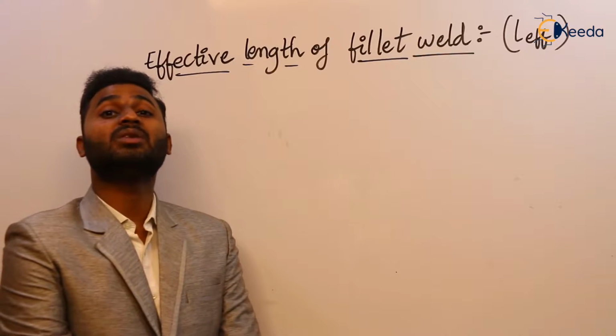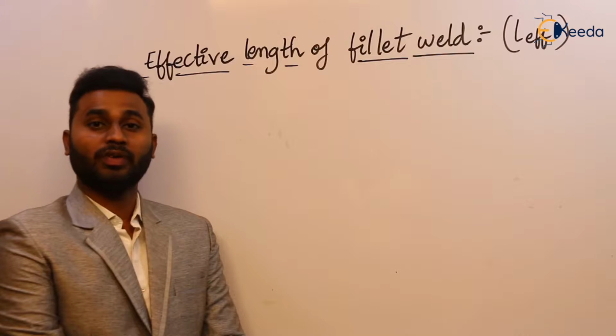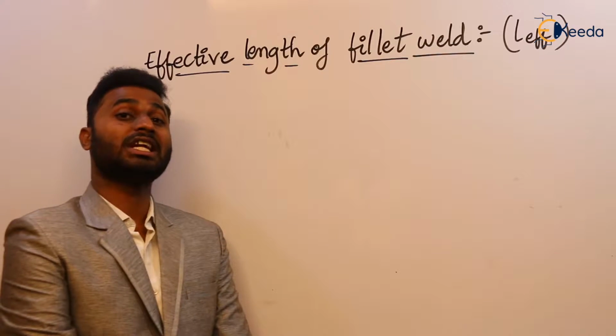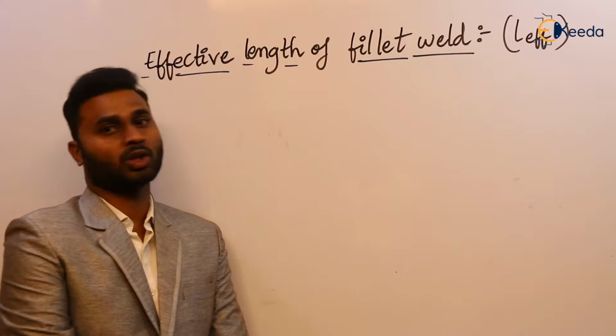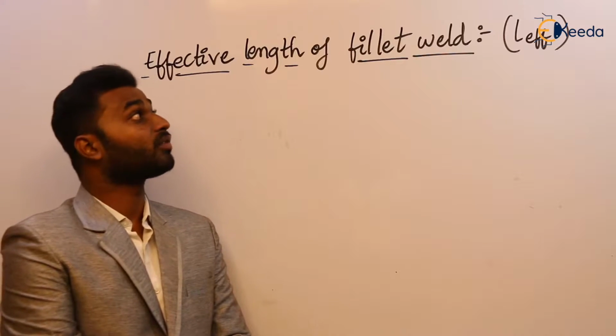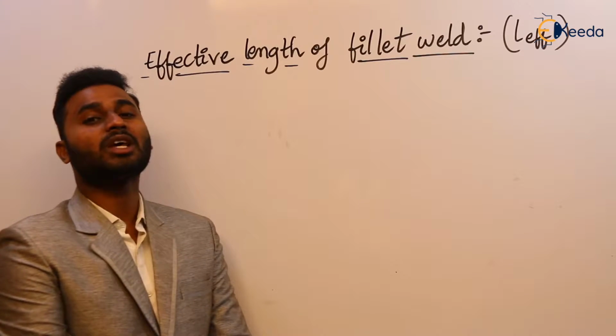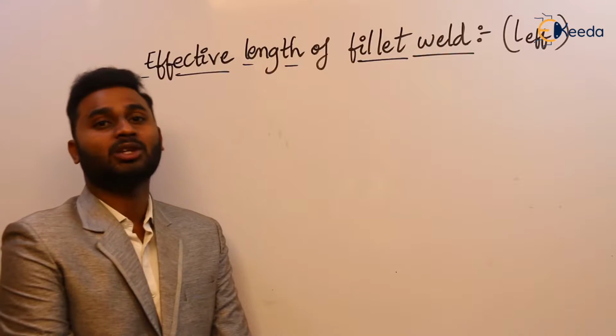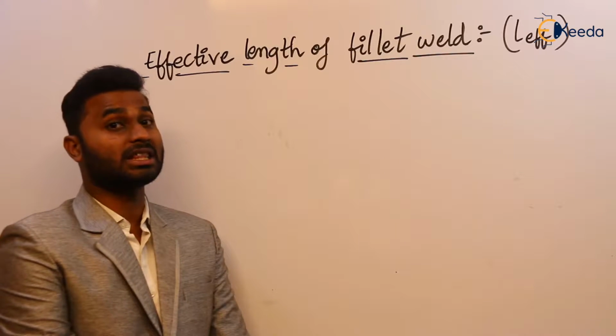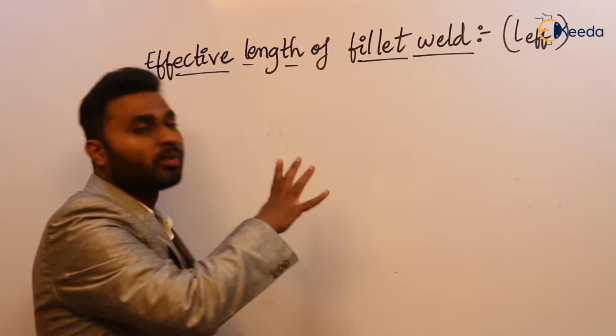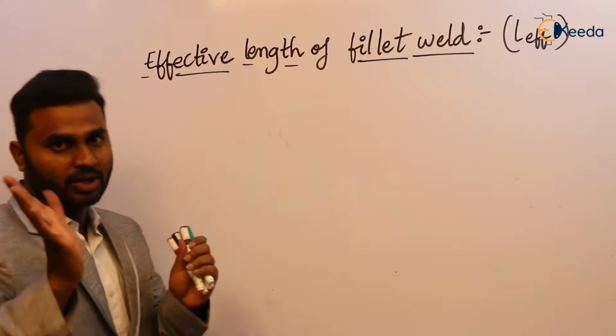So far we have discussed the cross section, and we have seen the dimensions in that cross section, that is size and throat thickness, which are very important. Now after that, length. In those diagrams I have shown only the size and throat thickness, where the length is perpendicular to the board. Now I'm going to show the length in this diagram by using a section.